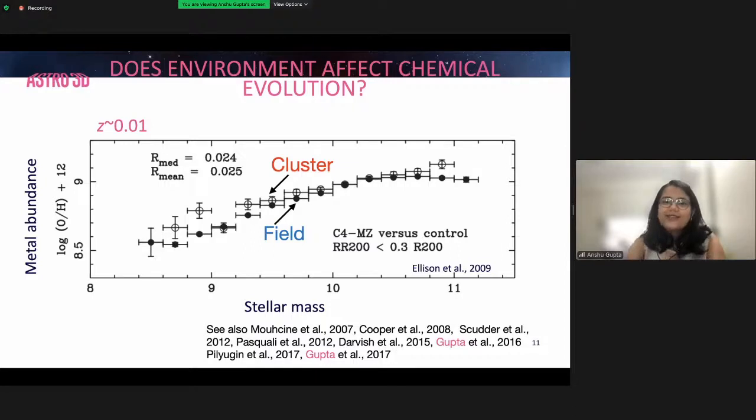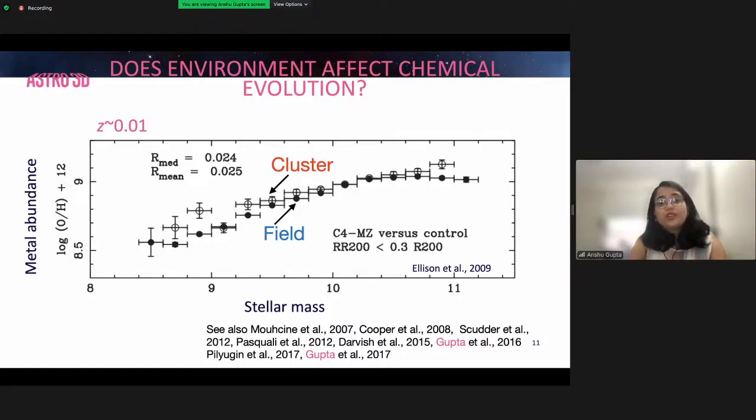And you can see that there is hardly any difference. It looks like between the two environments, the amount of metal content in a galaxy is pretty much the same. And a similar conclusion has been reached by a lot of other people using various techniques. But one thing that I'll point out is that most of this work is done at redshift of 0.1, the local universe. The redshifts can differ a little bit depending on which study you are looking at, but it's very nearby universe. In the nearby universe, most galaxies in a cluster environment are hardly forming any stars.